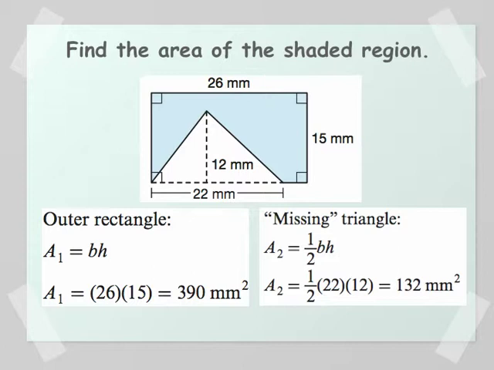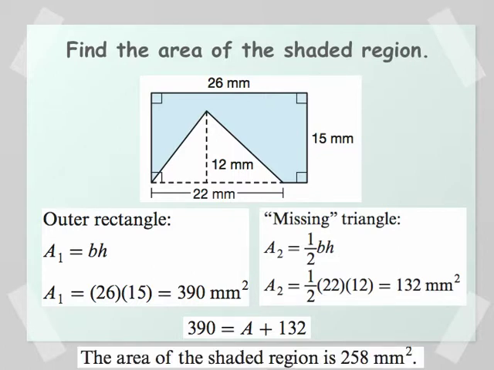It's 132 square millimeters. Now we're not going to add these things together. Instead, we're going to realize this, that 390 is really represented by the area of the blue plus the 132. So now we're going to do a subtraction problem to find the area of the shaded region. So you'll see sometimes it's more efficient to add parts together when you're finding the area of a composite figure. Other times subtraction will be the better approach.